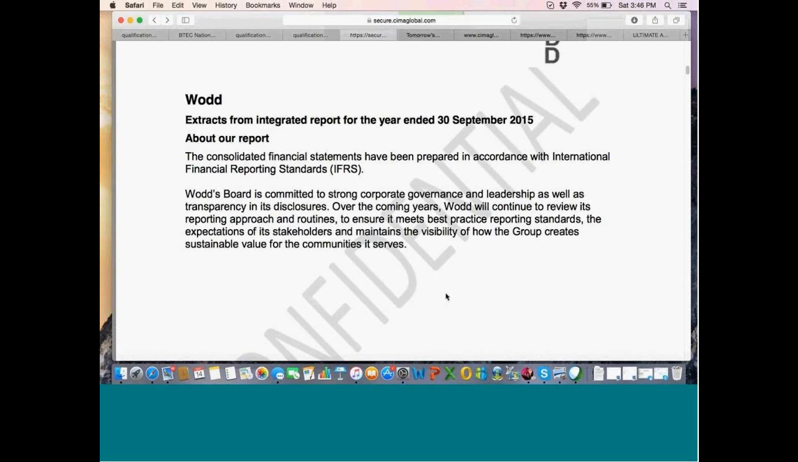So, the second paragraph in this says something about transparency and disclosure. And again, it's emphasizing that over the coming years, the Board will continue to review its reporting approach and routines to ensure it meets best practices, reporting standards, the expectations of stakeholders, and maintains visibility of how the group creates sustainability value.